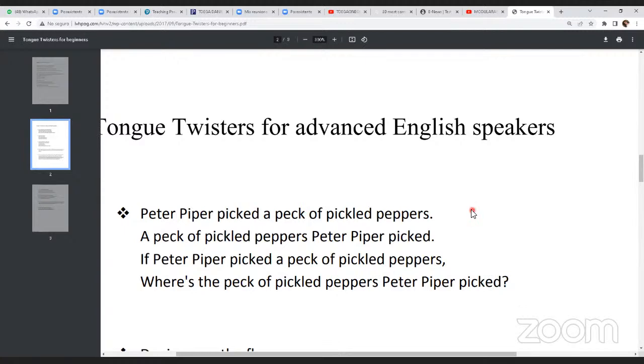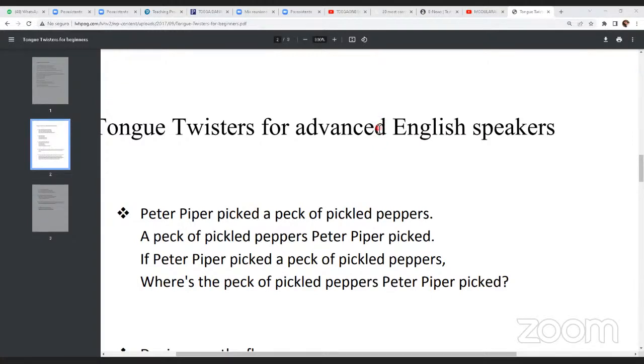All right, thank you. Now you're going to listen to me. I'm going to try to do this fast. I hope I don't get it wrong. So here I go. Peter Piper pick a pickled peppers. A pickled peppers Peter Piper pick. If Peter Piper pick a pickled peppers, where's the pickled peppers Peter Piper pick? You have to do it in that rhythm. So go ahead.